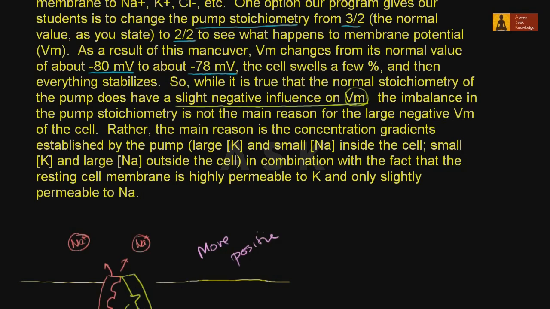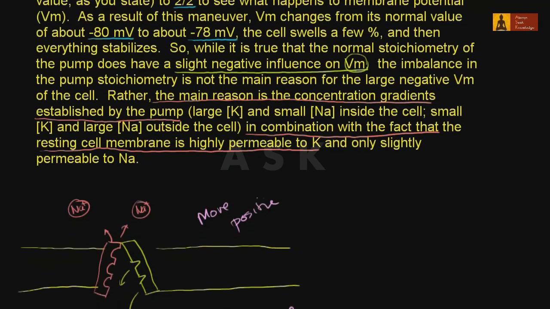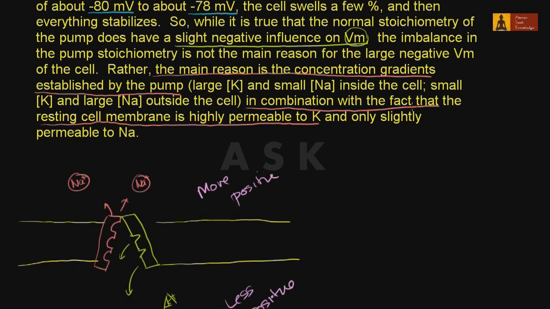Rather, let me underline this. The main reason is the concentration gradients established by the pump, in combination with the fact that the resting cell membrane is highly permeable to potassium and only slightly permeable to sodium. So we said in the first video on the sodium and potassium pump that there were channels that the sodium could go through, and there's also channels that the potassium could go through.